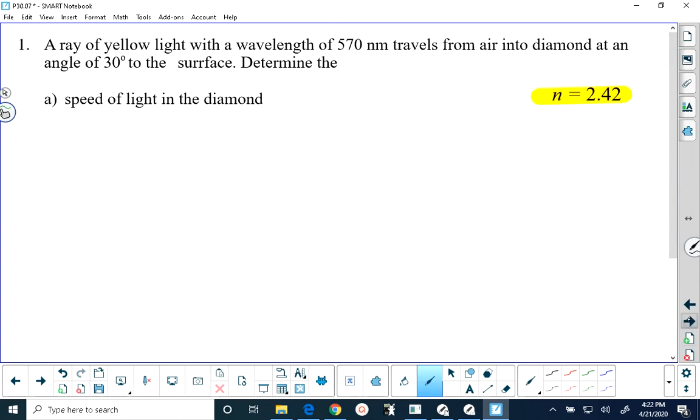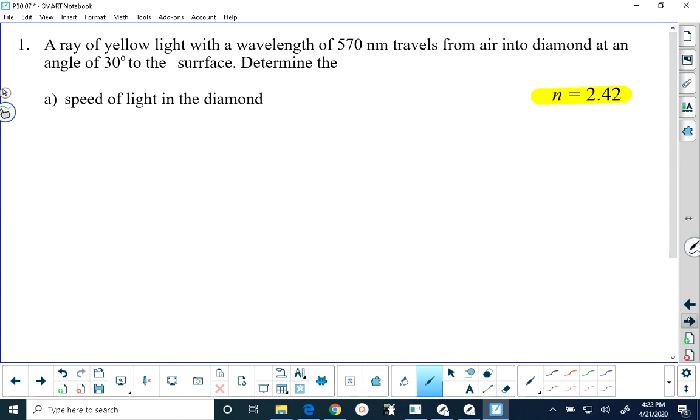Let's take a look now at the first example, and it's the only one. You do need an additional piece of information to be able to answer this question. And the piece of information is the index of refraction of light in diamond. And it turns out the index of refraction of yellow light in diamond is 2.42.